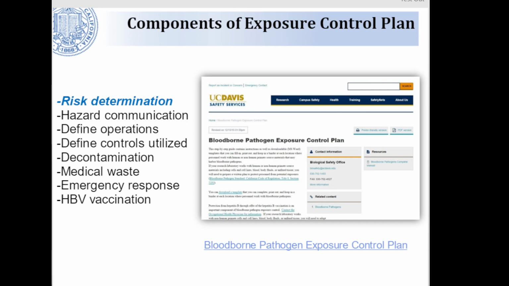The first step in developing a BBP-ECP is forming a determination of the potential BBP risks that may be present in the laboratory. This starts with the identification of potential sources of bloodborne pathogens and understanding the common modes of transmission of BBPs within the workplace.